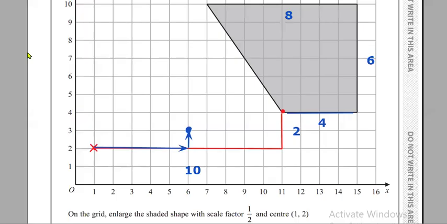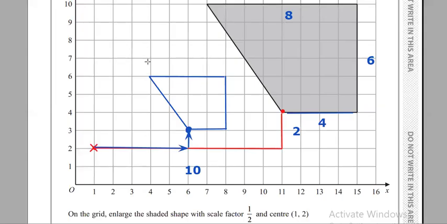This means I'm going to start from this point here. I'm going to go 2 like this. And then 6 times half is going to be 3. So I'm going to go up 3 like this. And then 8 times half is going to be 4. I'm going to go 4 to this side. And then connect the last point with the first point. And I'll get the new shape after the enlargement.